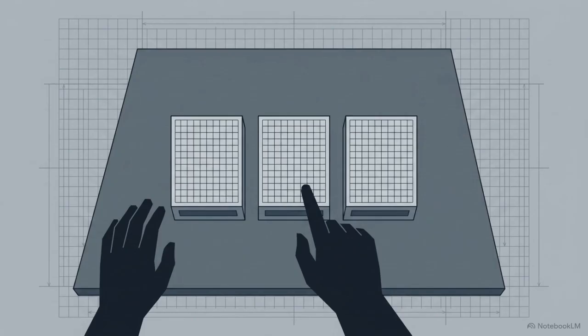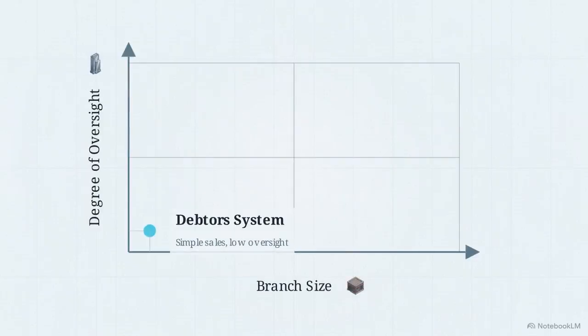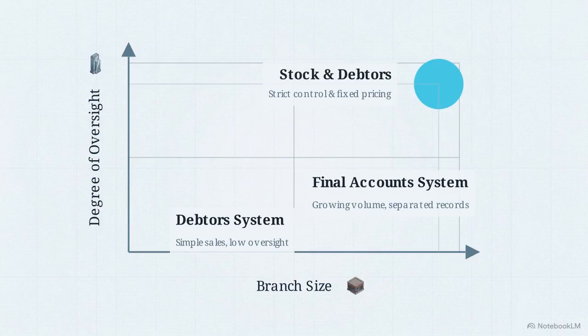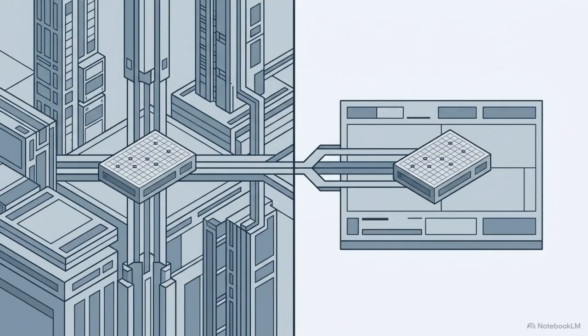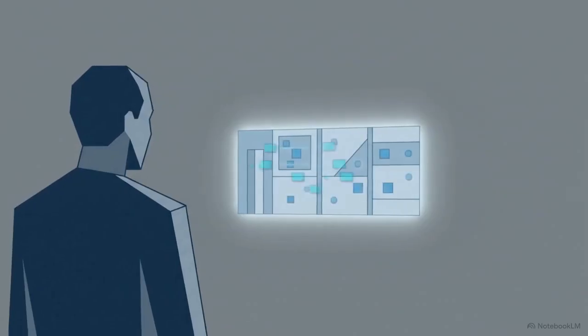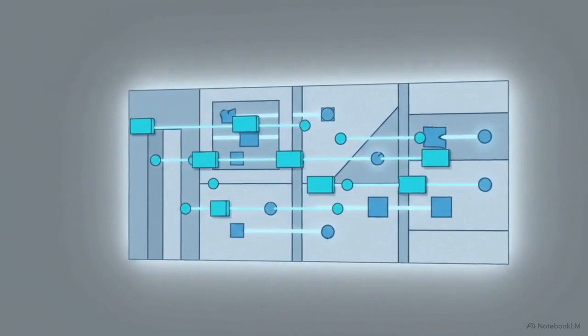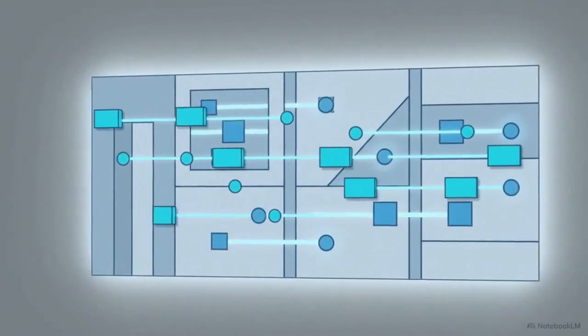To bridge this information gap, central management selects from 3 distinct accounting frameworks. The choice isn't random. It is dictated entirely by the size of the branch and the exact degree of oversight headquarters demands. The system they deploy establishes the working relationship between headquarters and the branch. The bookkeeping method determines how much autonomy the branch receives and how deeply headquarters can peer into its daily operations.